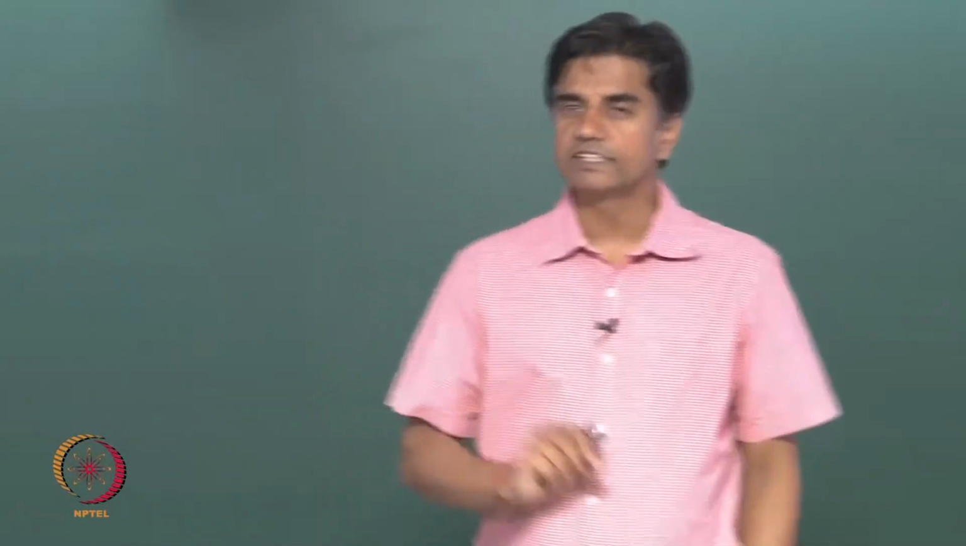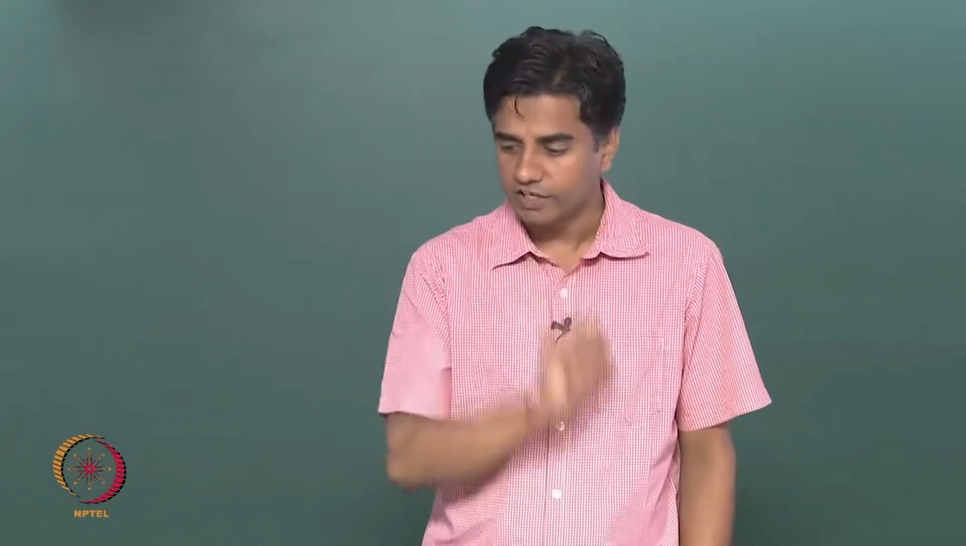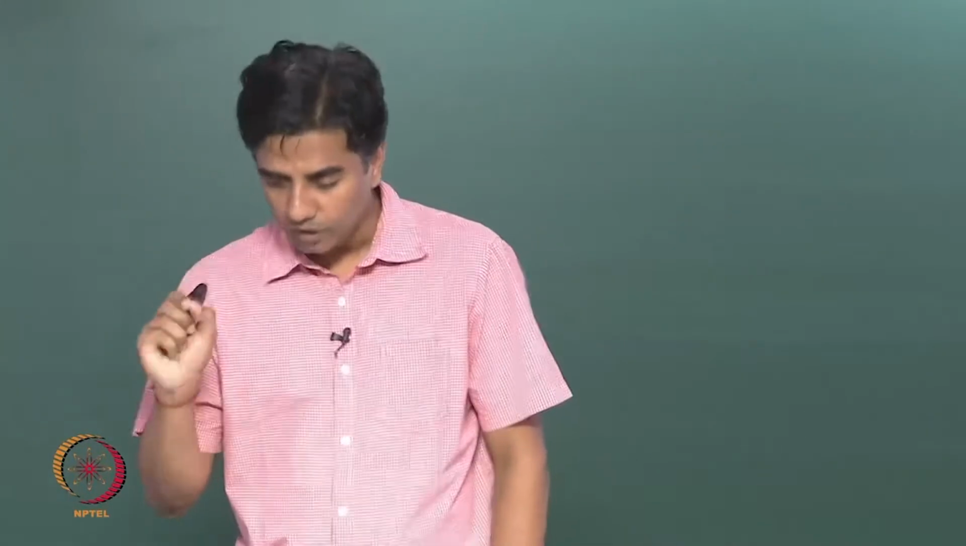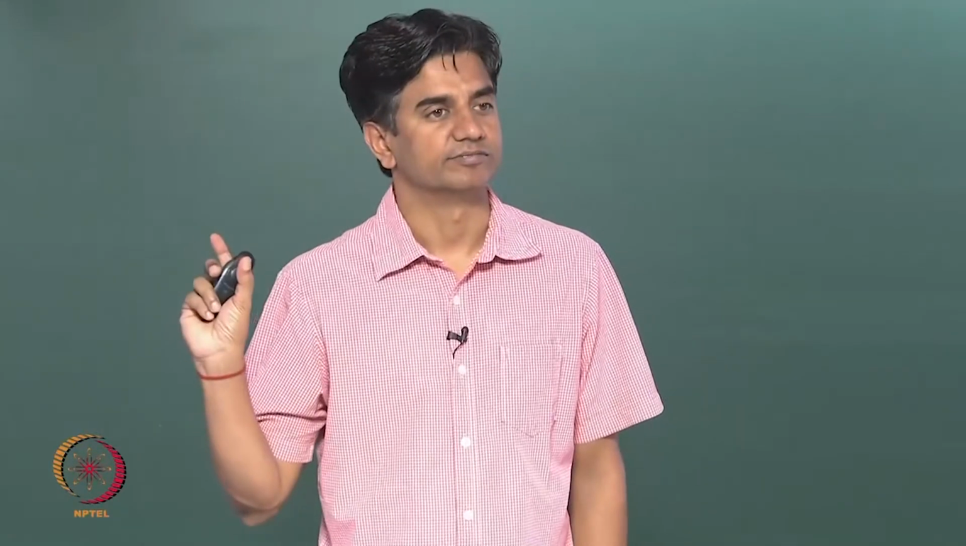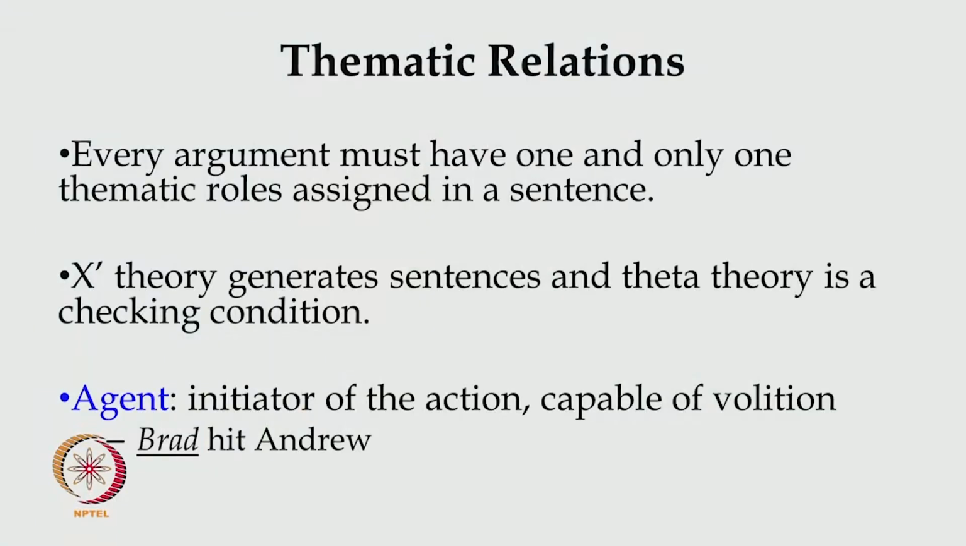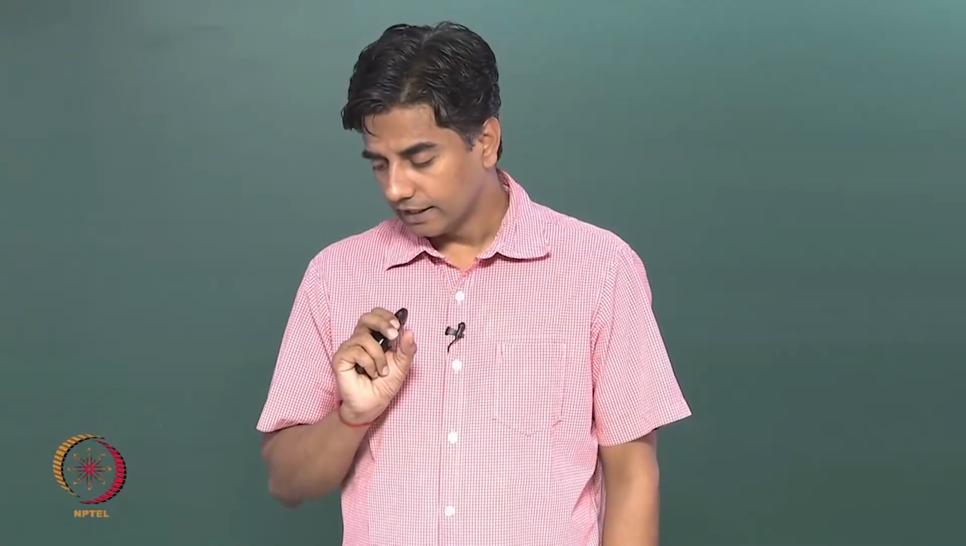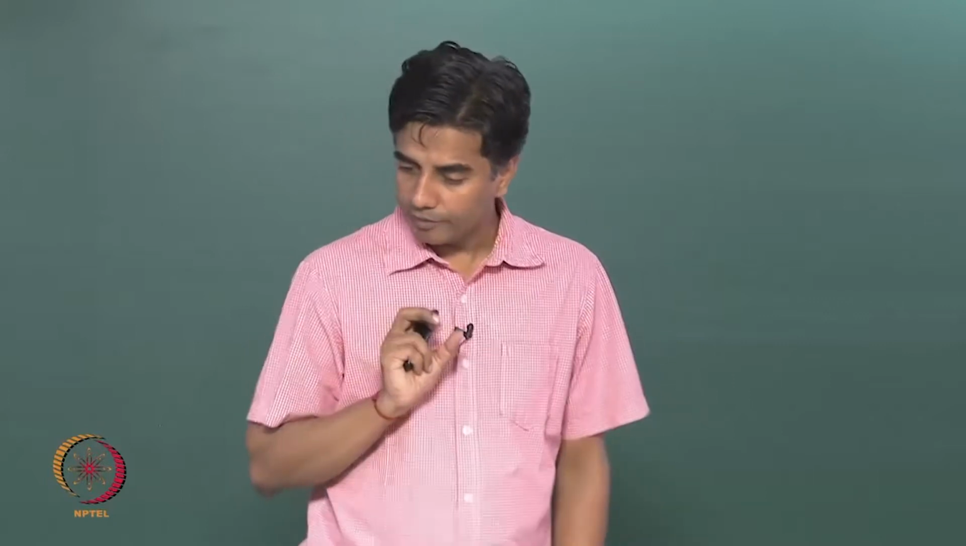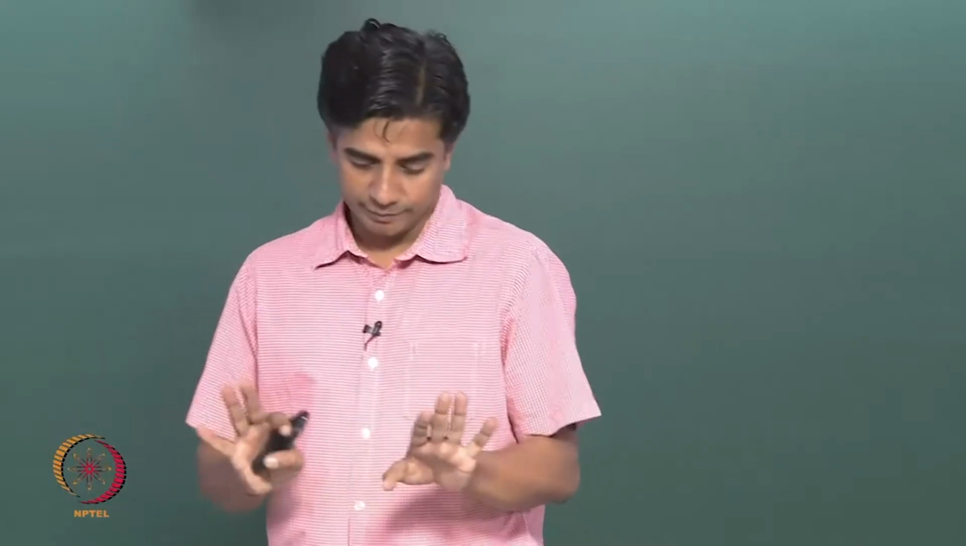And we start with this statement: every argument, that is every subcategorized argument, must have one and only one thematic role assigned in a sentence. So for example, if you have a sentence like "Brad hit Andrew," how many subcategorized arguments do you see here? One or two? At this point we will need to make this clear.